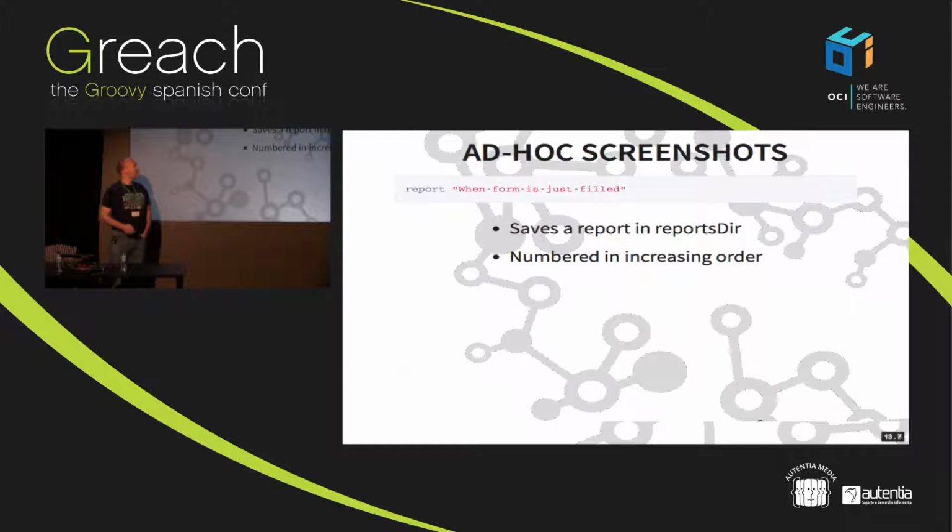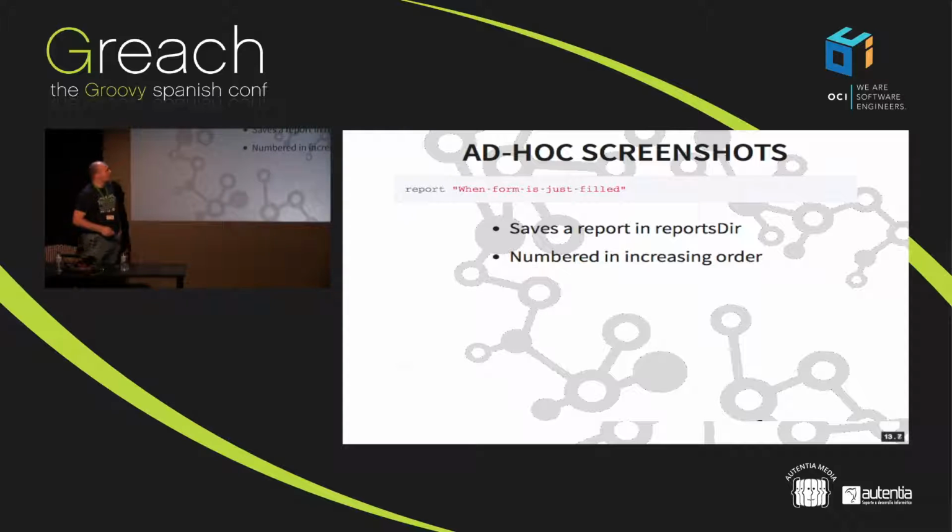You can do ad hoc screenshots, so if you have a test that somehow managed to cause you problems, you can do the report directory and add the file name. That will save a report in the reports directory, and they're numbered in increasing order.